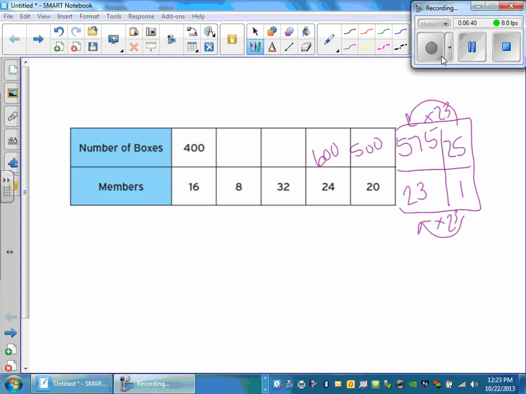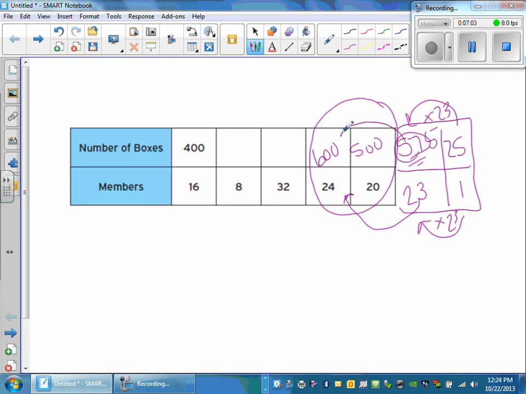You should have gotten an answer of 23 members to sell 575 boxes of cookies. If you look back at your table, 23 members will fall right in between 24 and 20, closer to 24, and so should your number of boxes. 575 falls in between 600 and 500, so you should know that your answer is then correct.